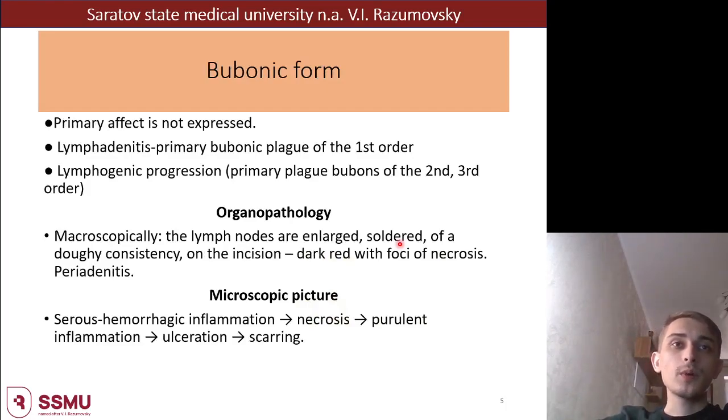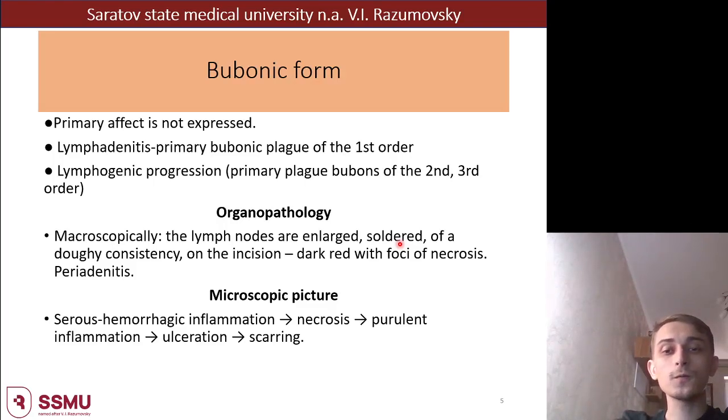So we should talk about each of the forms a bit more. The first form is the bubonic form, and in case of bubonic form, we couldn't see the primary affect. So the place of the bite, we couldn't find it, but we may see changes of lymphatic nodes, and we may see formation of buboes.